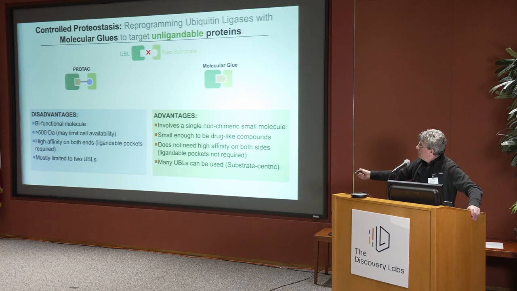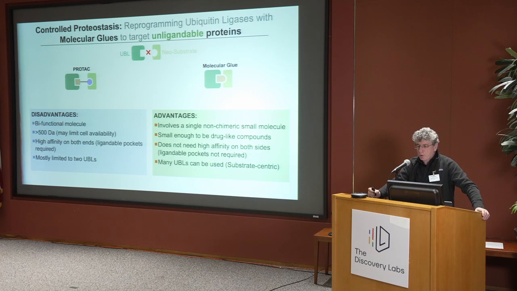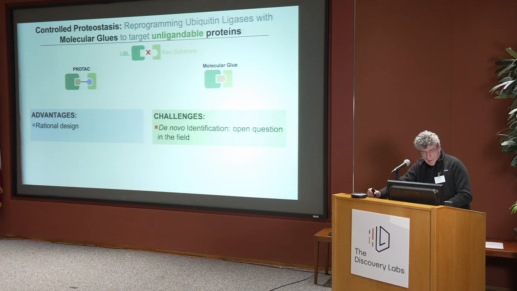And finally, most PROTACs work with one or two ubiquitin ligases. In the case of molecular glues, many ubiquitin ligases can be used, allowing a substrate-centric approach rather than a ubiquitin ligase-centric one. Now, the great advantage of PROTACs is that they allow rational design, while for molecular glues, not many people know how to make them. And in fact, the identification of molecular glues is a very challenging question in the field.